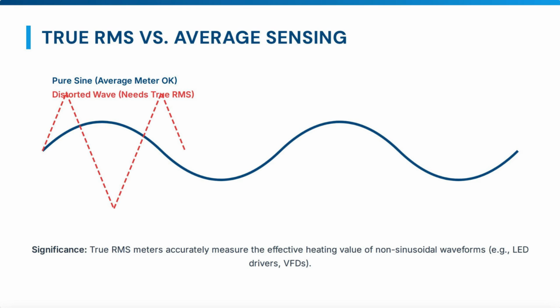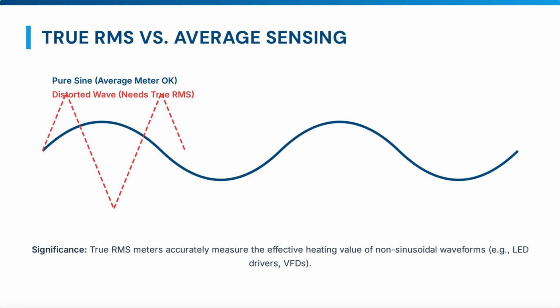True RMS meters provide accurate AC voltage and current readings regardless of whether the waveform is a perfect sine wave or highly distorted. Key differences. Average sensing meters. These assume a perfect, clean sine wave. They measure the average AC value and multiply it by 1.11 to display the root mean square, RMS. If the wave is distorted, like the red dashed line, the reading will be highly inaccurate.